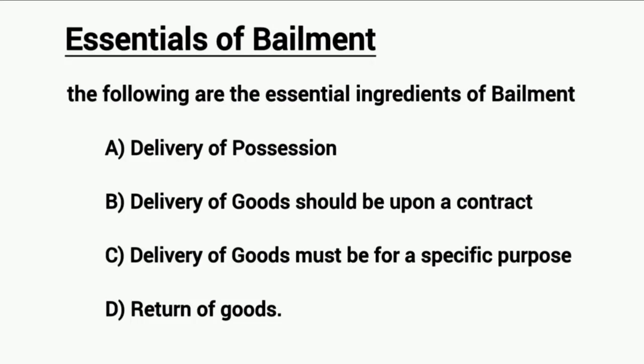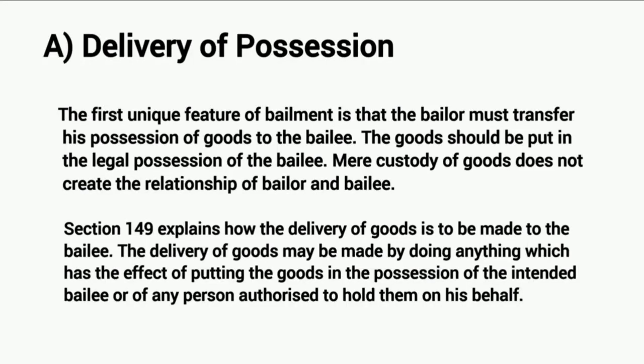Essentials of bailment. The following are the essential ingredients of bailment. Delivery of possession. Delivery of goods should be upon a contract. Delivery of goods must be for a specific purpose, and return of goods. Delivery of possession. The first unique feature of bailment is that the bailer must transfer his possession of goods to the bailee. The goods should be put in the legal possession of the bailee.